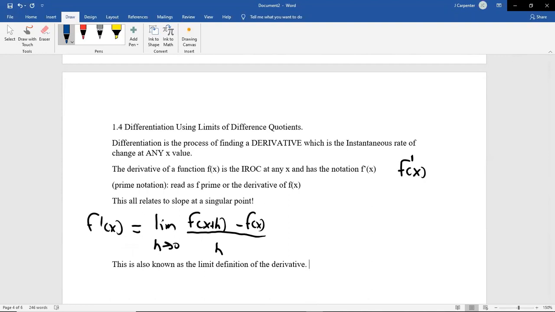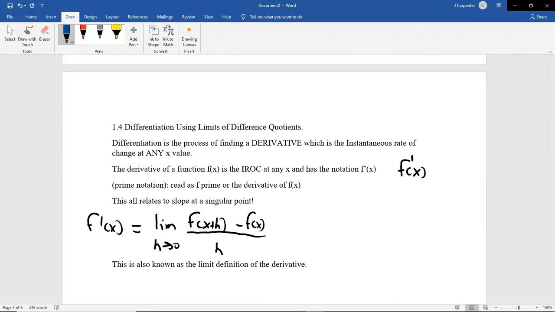Derivatives are slope. Instantaneous rate of change is slope. F prime of x is slope. This all relates to how a function is changing. Calculus is the study of change. Unless you're a dentist and it's the study of the gunk between your teeth. But for us, calculus is the study of change.